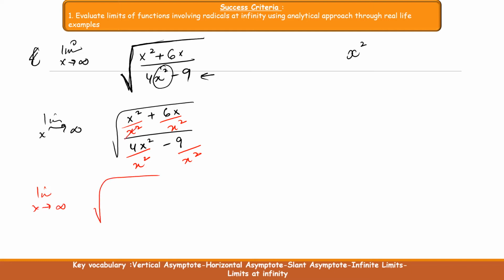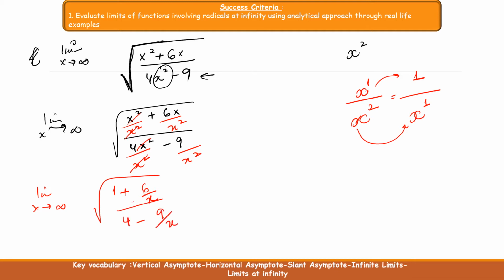So x square cancels, so I will get 1. Now I told you before also, x up, x square down, so I have to subtract the power from the bigger to the lesser. Here it is power 2, here it is 1. So 2 minus 1 will give me 1, but the position will stay with the position of the power 2. On the top I will write 1. So it will give us 6 over x. X square cancels, so it will give us 4 minus 9 over x square.